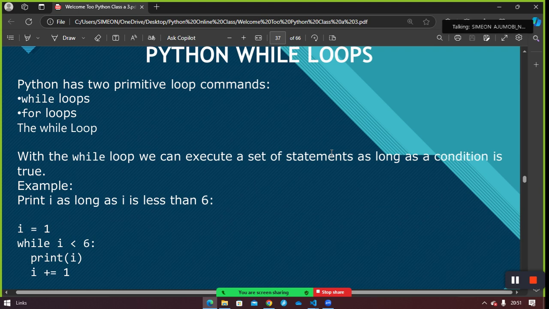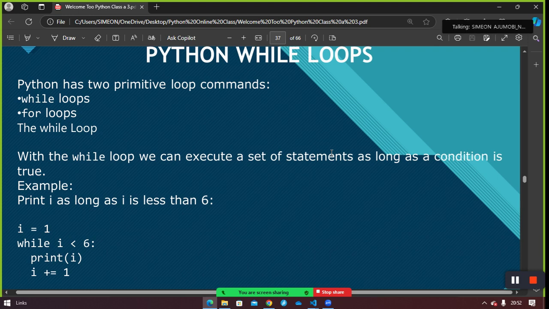You see, the while loop in Python repeatedly executes a block of code as long as a specified condition is true. It will continue to execute that code. It will continue checking that this thing must be true before you can say, okay, now let's move to the next thing.